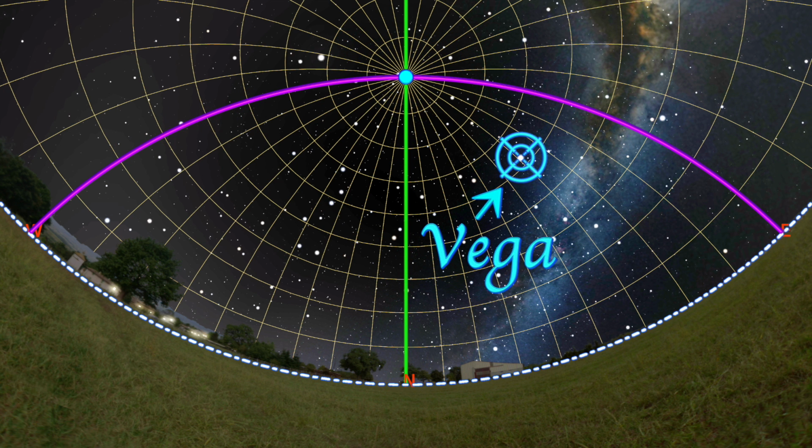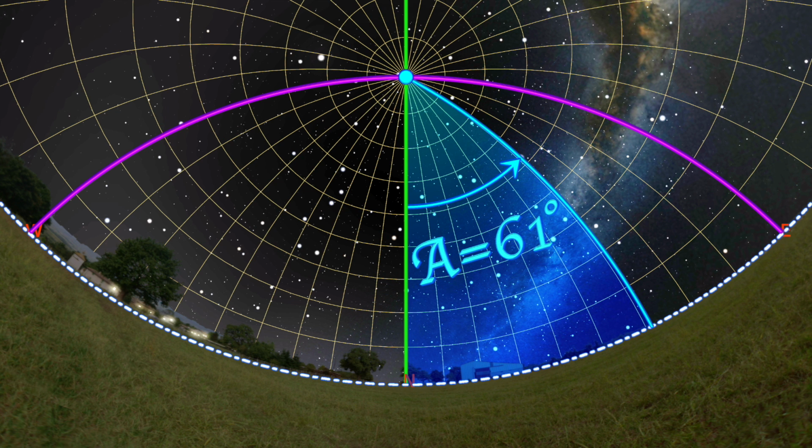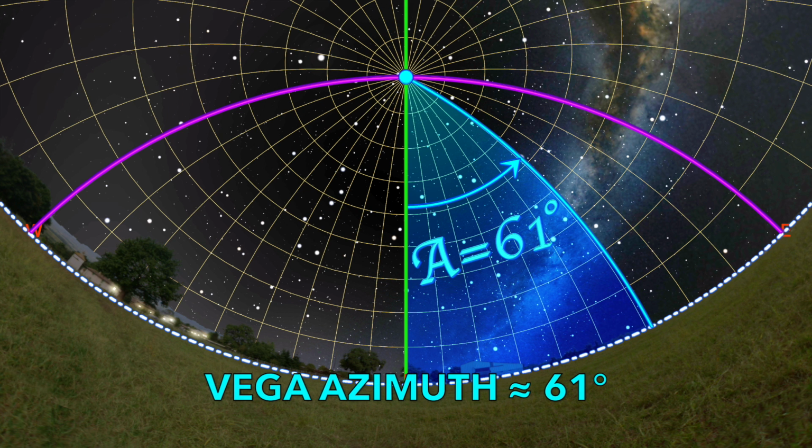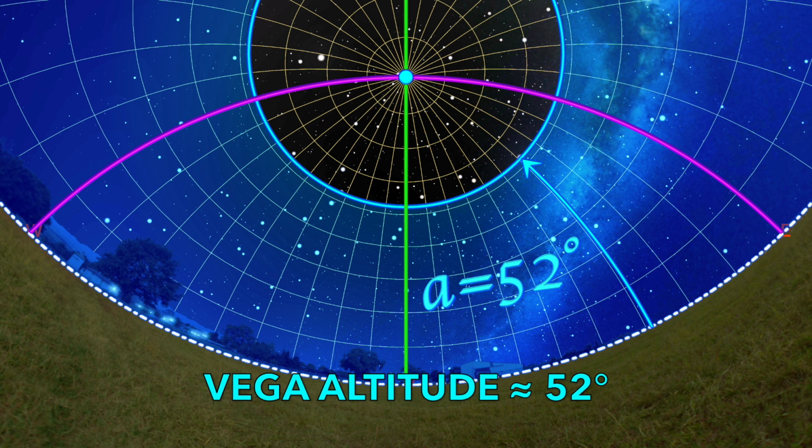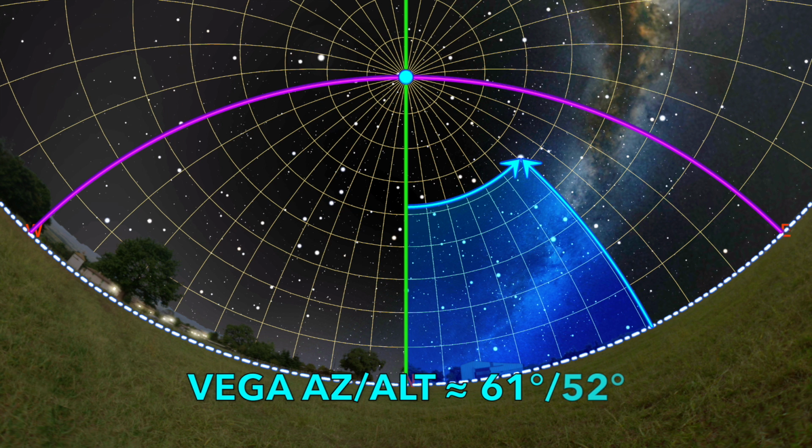Here we can see the star Vega, which we will be using for our example. Using the grid of the horizontal system, we can see that Vega is currently located about 61 degrees east of north, indicating that Vega's current azimuth is about 61 degrees. Next, we will use the altitude grid to determine that Vega is currently located approximately 52 degrees above the horizon, indicating an altitude value of about 52 degrees.